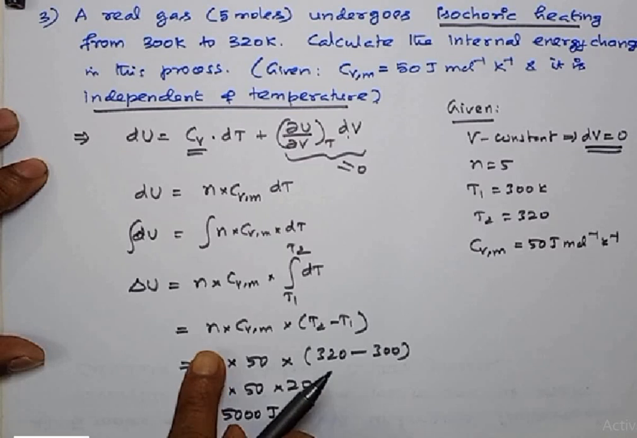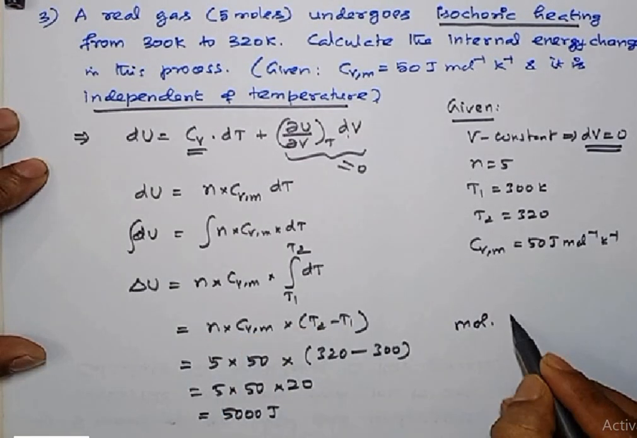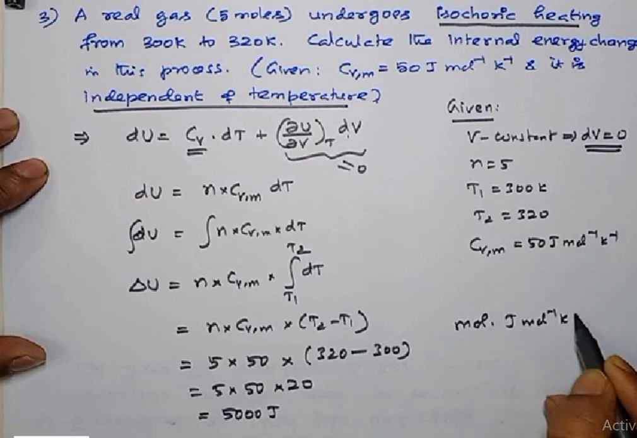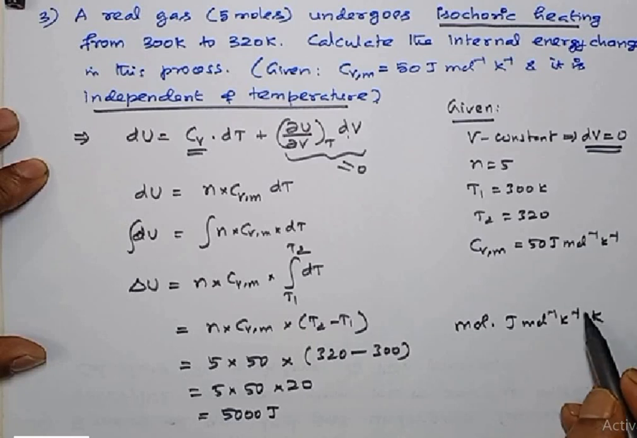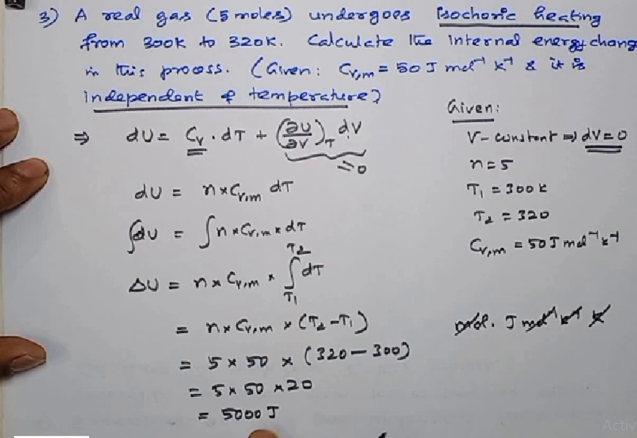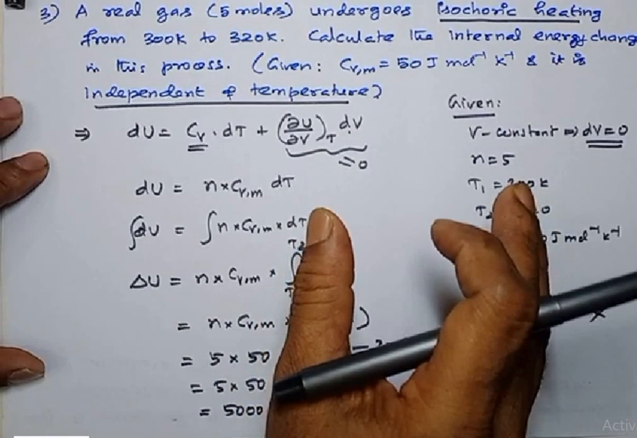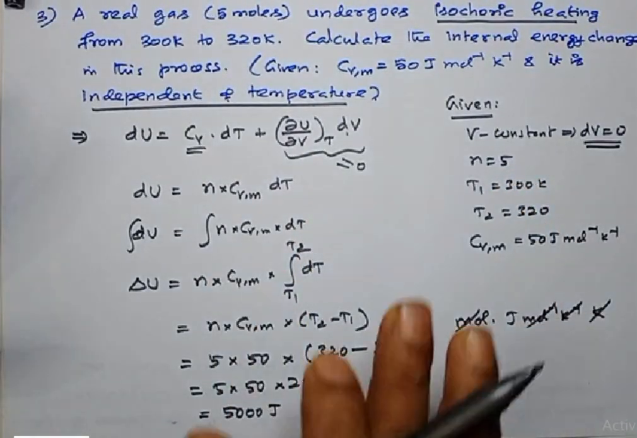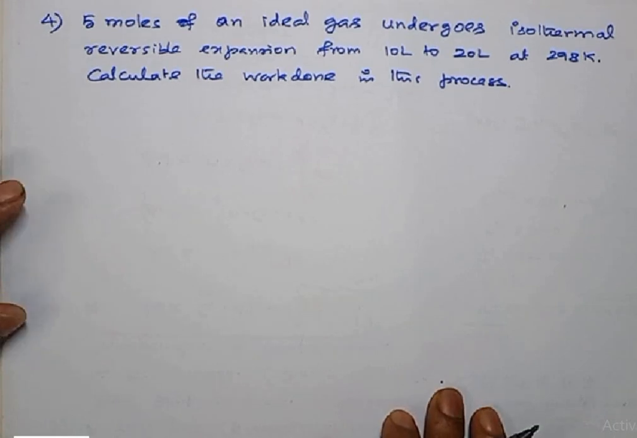Listen, number of moles unit is mole, CVM unit is joule per mole per Kelvin, and the difference in temperature is given in Kelvin. So Kelvin and inverse Kelvin cancel, mole and inverse mole cancel, so you will get the final unit as joule. This is the change in internal energy for the isochoric heating process. For this given data, this is the answer. Just go through this. Now let me move on to the next question.